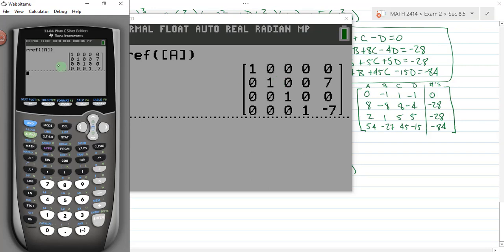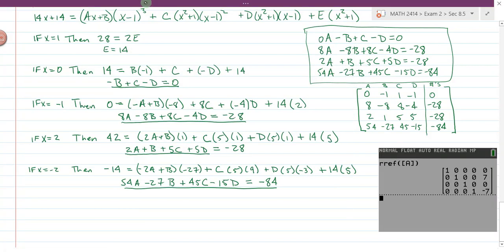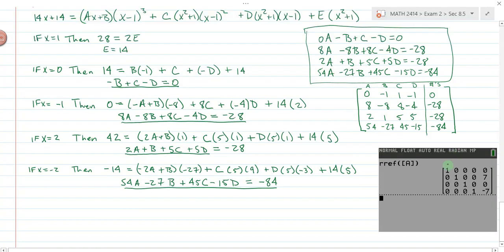And this is our answer. Now, how you read the answer is like this. Remember, we said that this first column corresponded to the A's, B's, C's, D's. We had an equal sign and then a number. So what that means is A is equal to 0. B is equal to 7. C is equal to 0. And D is equal to negative 7.